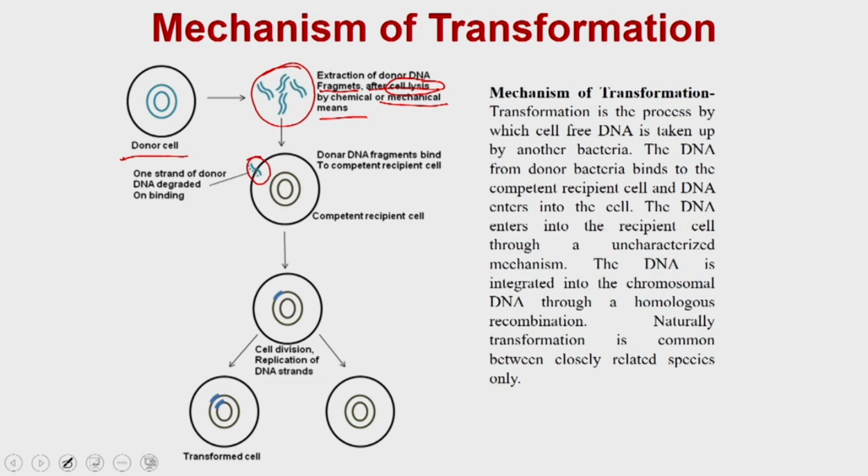Now, one strand of this DNA is going to be degraded, and then the DNA will bind to the competent recipient cells. We have already discussed what competent cells could be. The competent recipient cells are those cells which are not going to degrade this DNA, and by doing so this DNA will enter into the competent cells, and then it will integrate along with the genome, and that is how the recipient cells also will confer the similar kind of features that this DNA is encoding for, and that is how you are going to get the transformed cells.